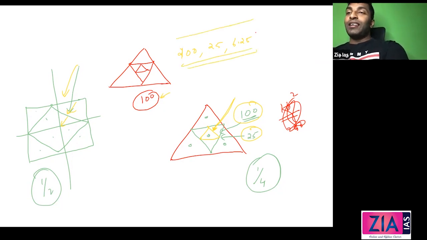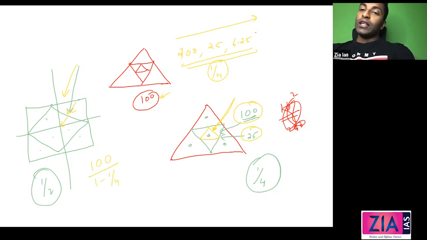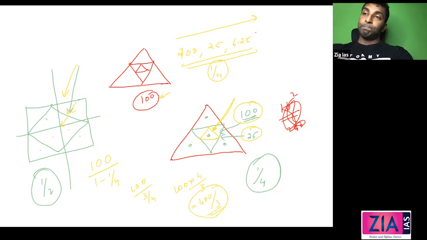Is this a GP? Yes, this is a GP, right? What is the common ratio here? 1 by 4 is the common ratio. What is the answer? First term, that is 100, divided by 1 minus 1 by 4. What is 1 minus 1 by 4? That will be nothing but 3 by 4. What is your answer? 100 into 4 by 3, which is 400 divided by 3. That will come around 133.3, something like that.